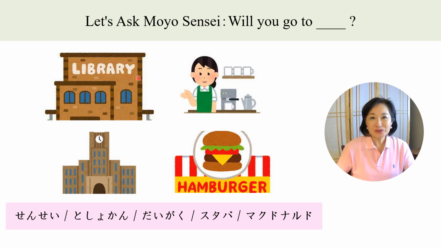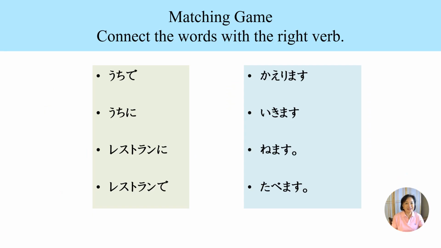Ask me if I go to this place. いいえ、図書館に行きません。私は大学に行きます。Okay, then ask me about this place. いいえ、マクドナルドに行きません。私はハンバーガーを食べません。スタバに行きます。スタバでコーヒーを飲みます。それではマッチングゲームをしましょう。Select the correct verb to pair with the words in the left column.